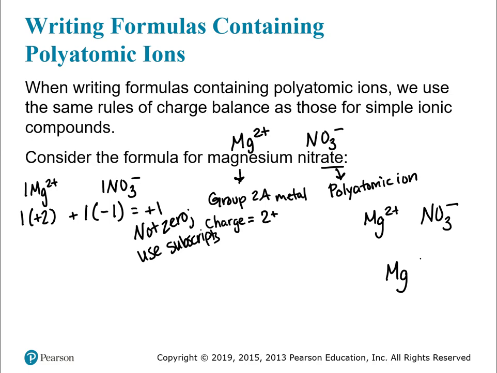But we need to make sure the polyatomic ion is in parentheses. That way, when we go to multiply that ion by a certain number to have more than one nitrate ion, we're multiplying the whole thing.